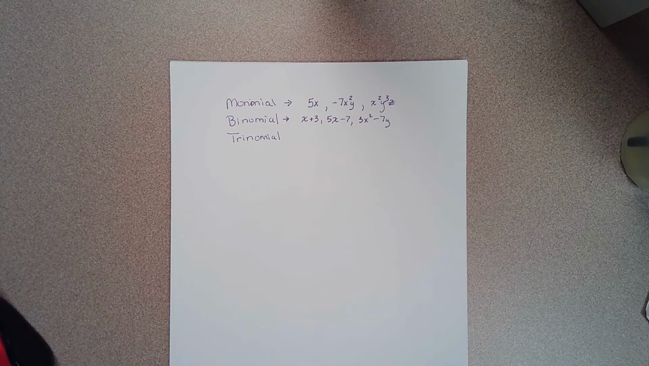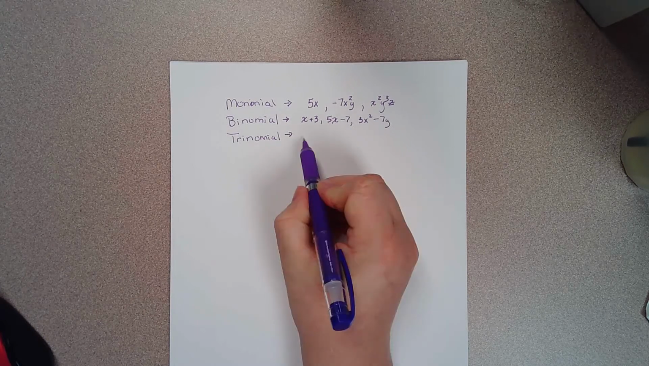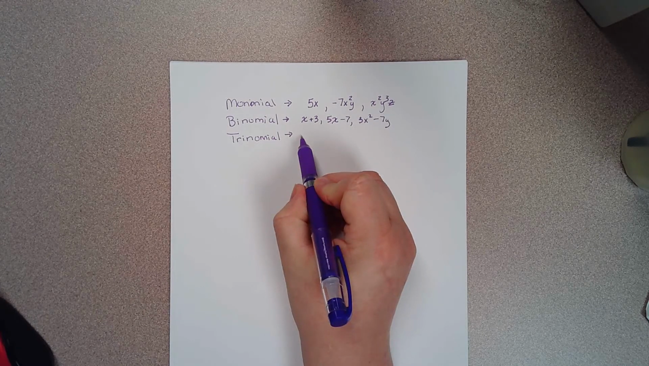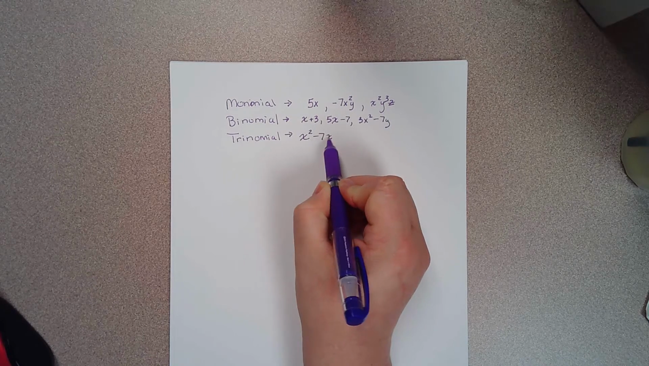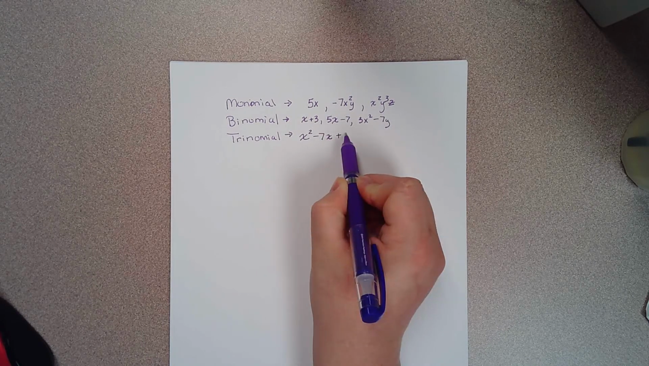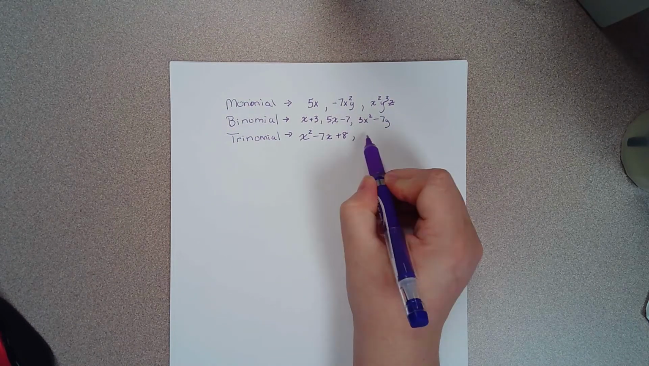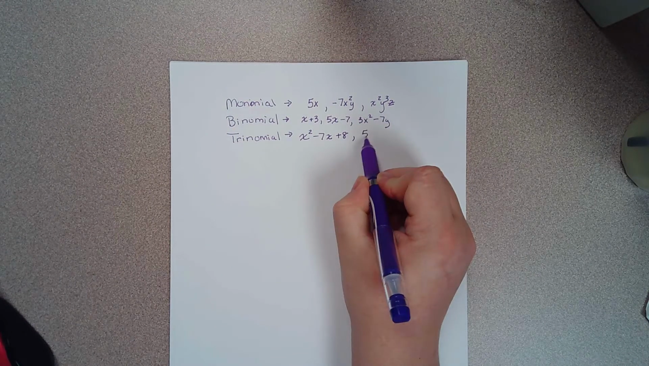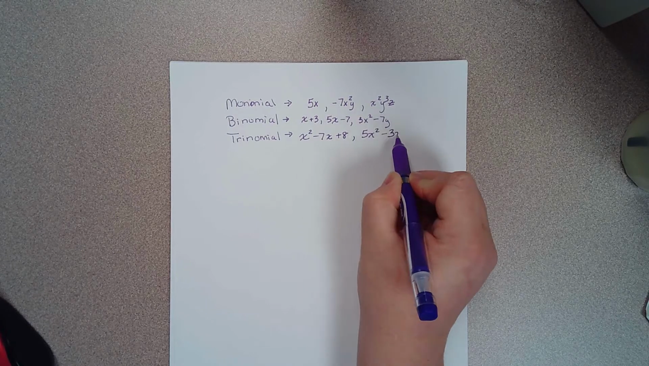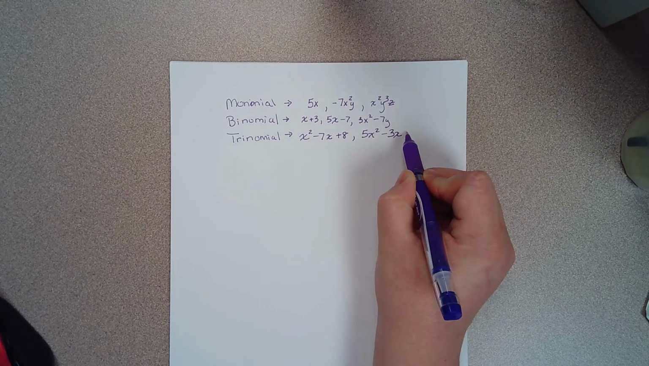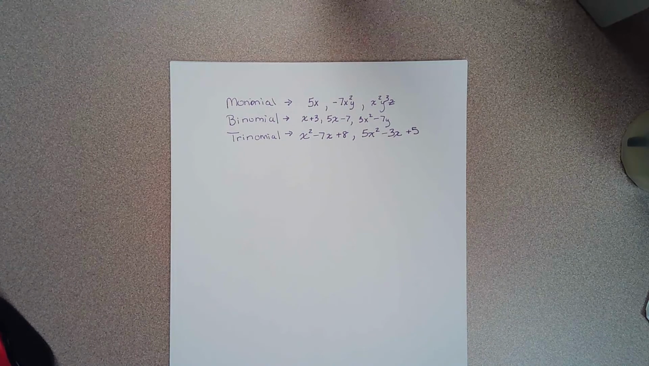Trinomial, I think you can guess it at this point, it's the same thing, only there's three terms this time. So the ones we're going to see the most common with a trinomial is going to be something like this: x squared minus 7x plus 8. Or something like this: 5x squared minus 3x plus 5. Something of those type are what you're going to be experiencing as we go through.